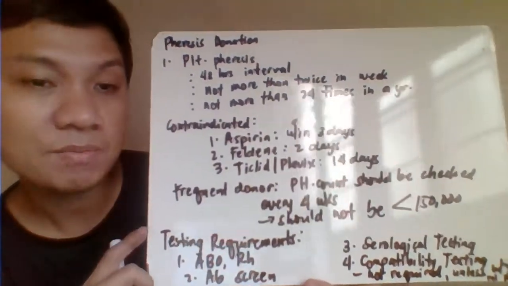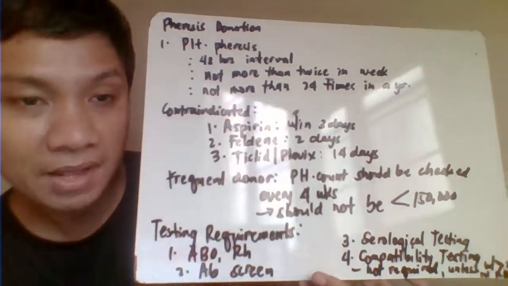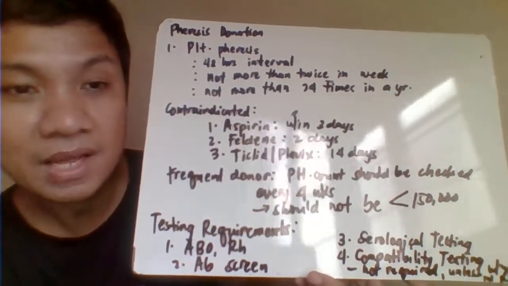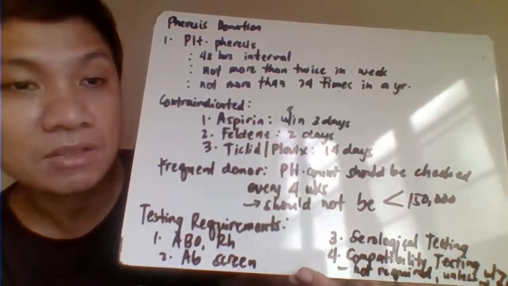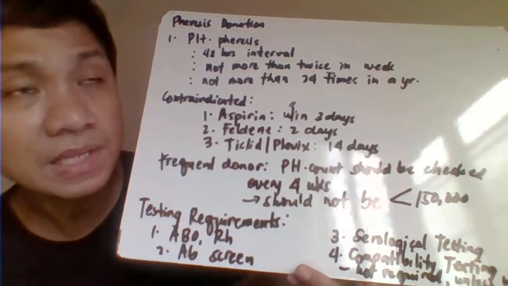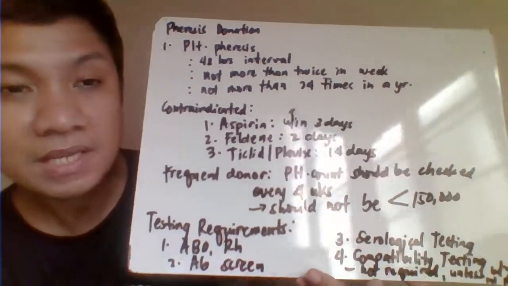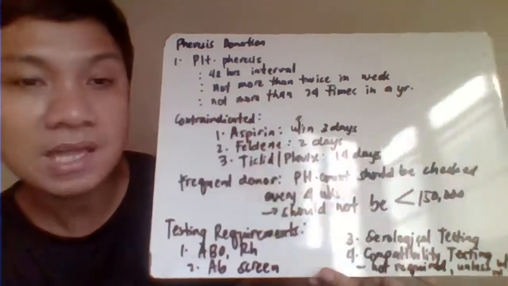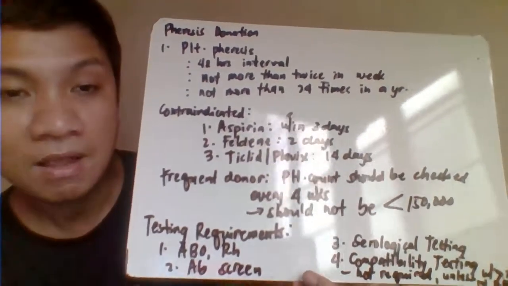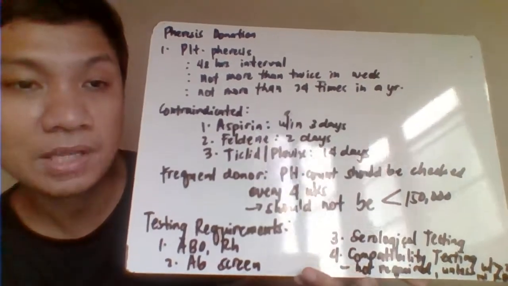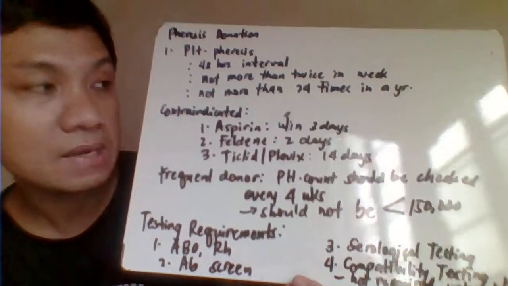That is your apheresis program. First one, we have platelet apheresis. In the platelet apheresis program, the patient can donate platelet concentrate through apheresis to become a single donor platelet concentrate. The patient can donate at 48-hour intervals. Every 48 hours the patient can be allowed to donate, provided that it is not more than twice in a week and not more than 24 times in a year.